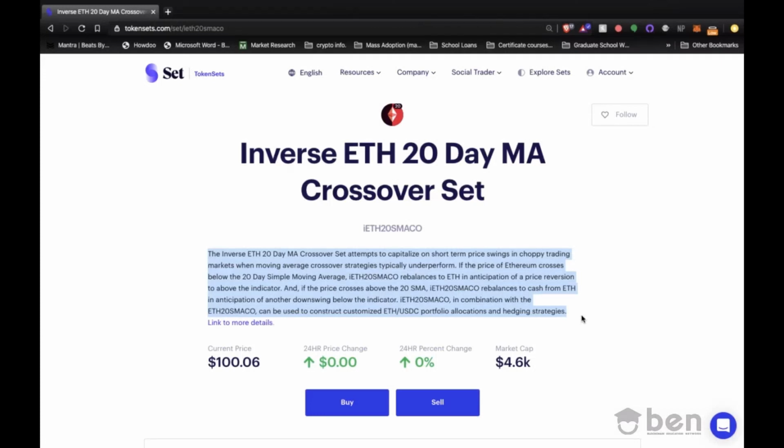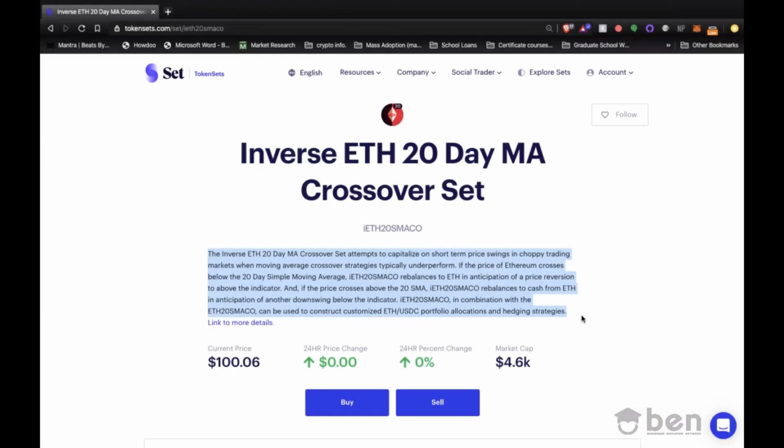So if the price of Ethereum crosses below the 20-day simple moving average, okay, there it is, the indicator once again, the IETH20 SMA CO rebalances to ETH in anticipation of a price reversion to above the indicator. And if the price crosses above the 20 simple moving average, the set rebalances to cash from ETH in anticipation of another downswing below the indicator.